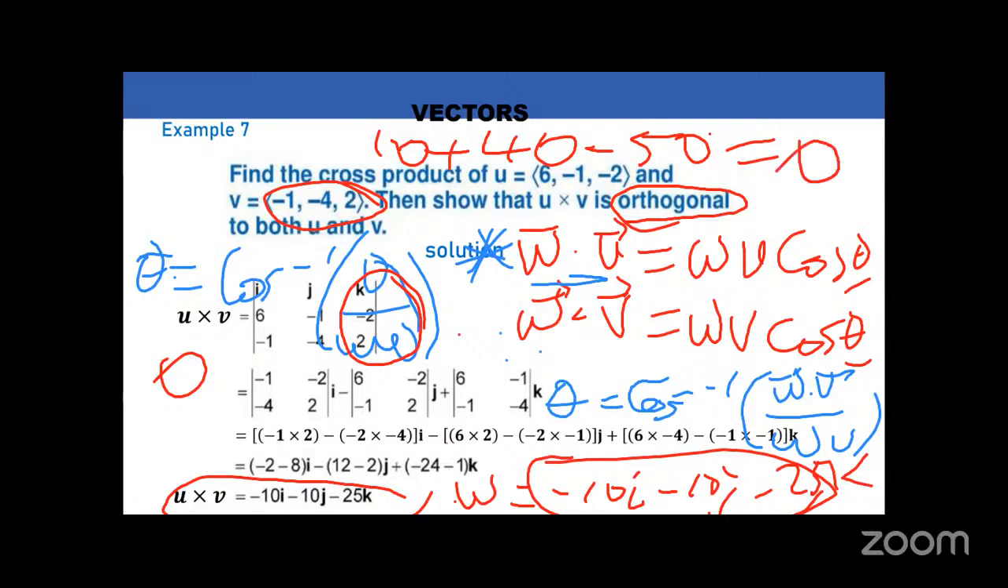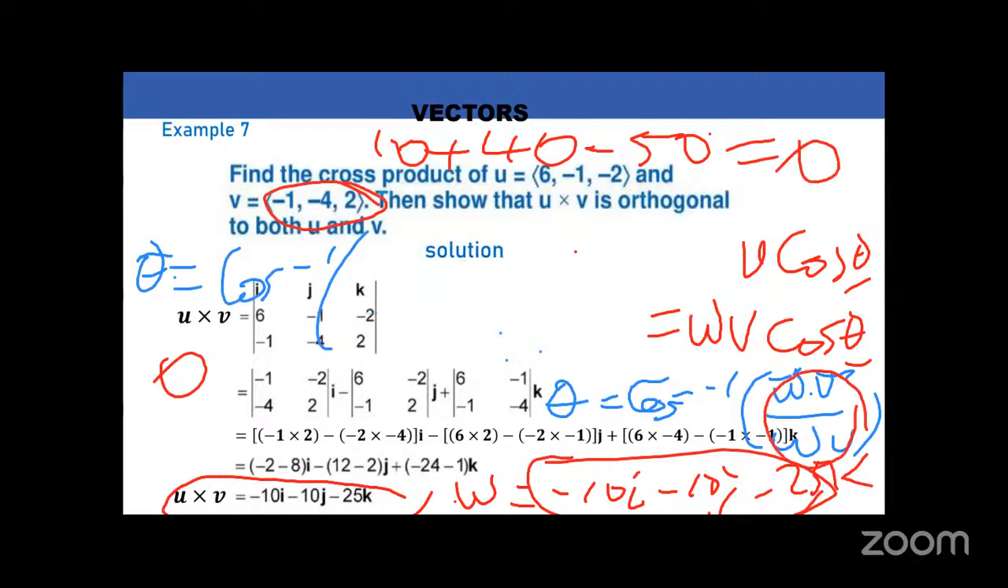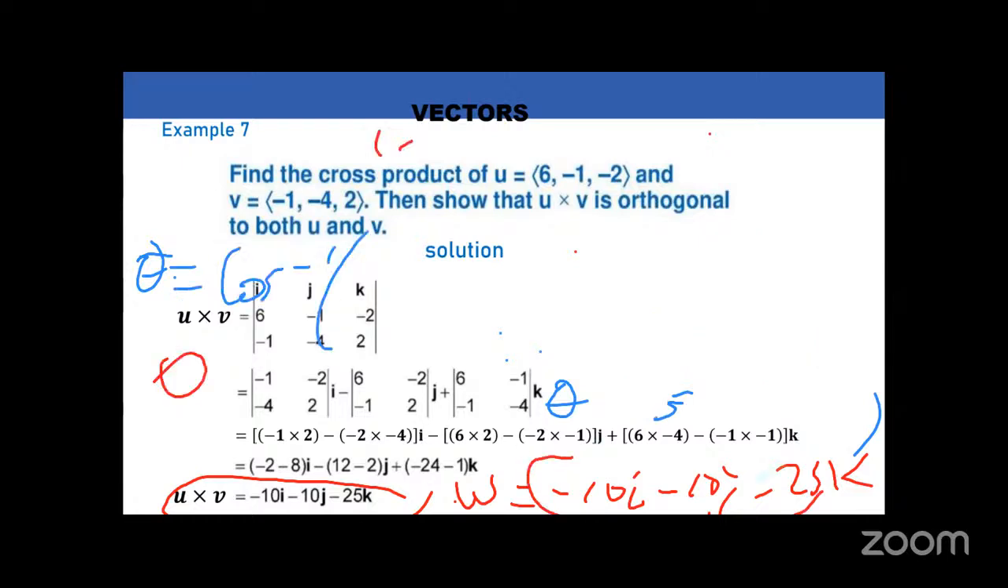So the same, since the numerator is 0, everything within the bracket will become 0. So second function of cos 0 is equal to 90, which means that the two vectors are orthogonal. That is, U and V are orthogonal to their cross product. So let's see if we can take one more before we end for today.